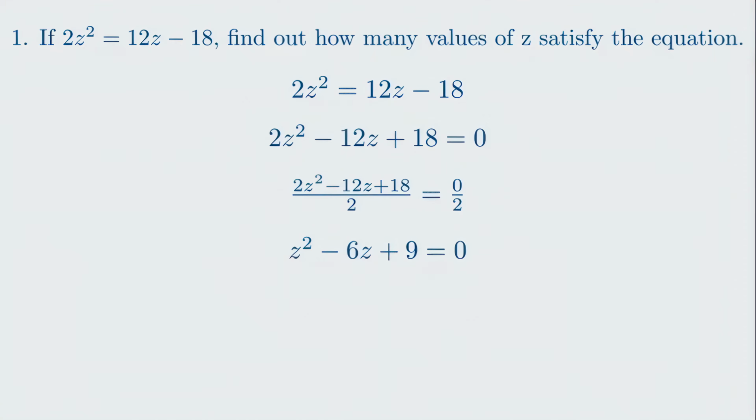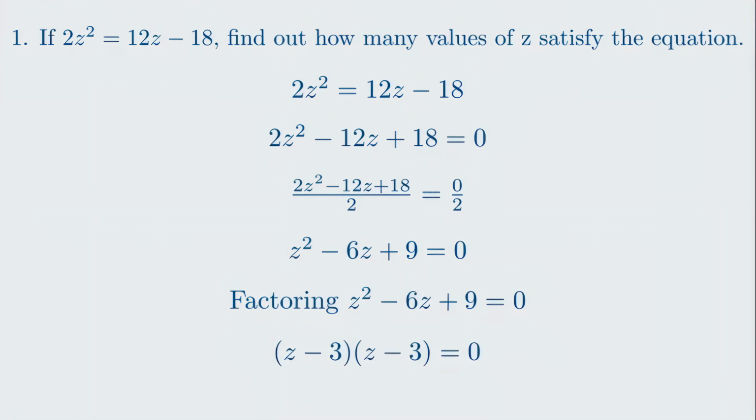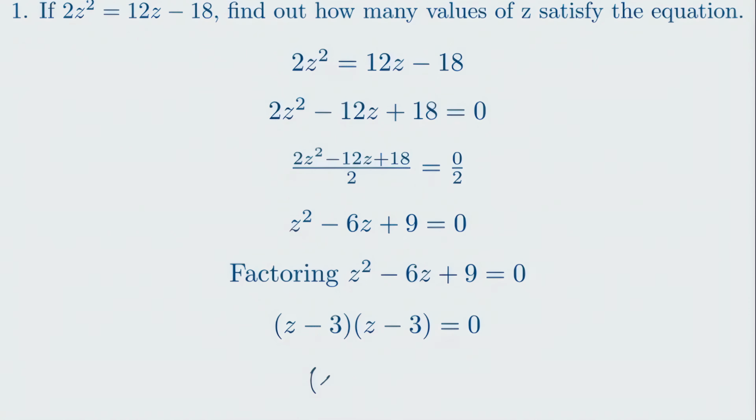Now, we need to find the values of z that satisfy this. One way to do this is by factoring. We need two numbers that multiply to positive 9 and add up to negative 6. The numbers negative 3 and negative 3 work perfectly. This means our equation factors into the quantity z minus 3 times the quantity z minus 3 equals 0. This can be written more compactly as the quantity z minus 3 squared equals 0.